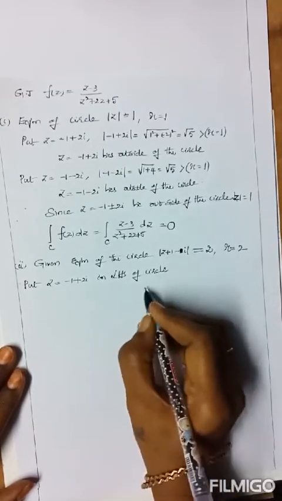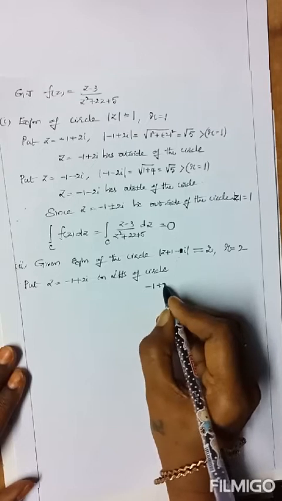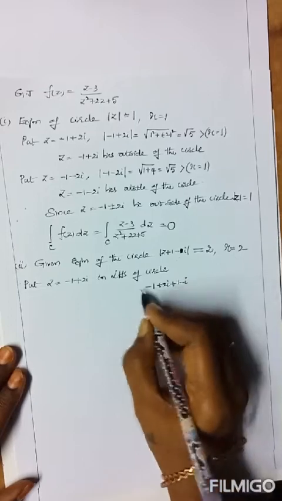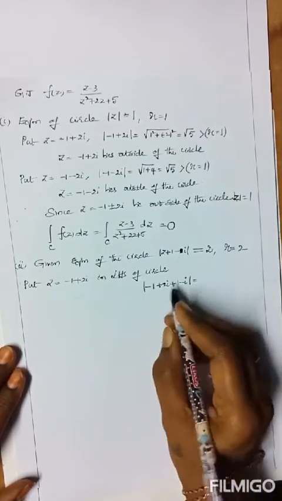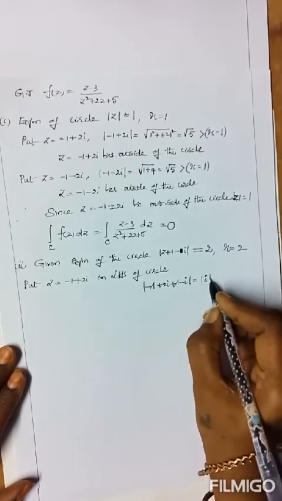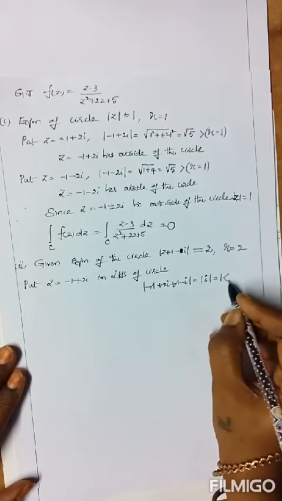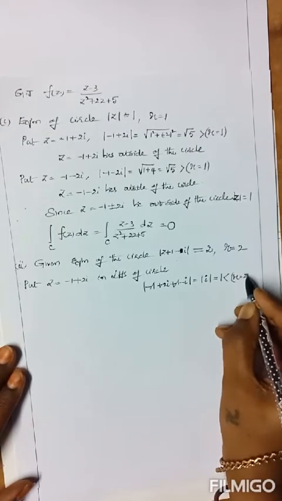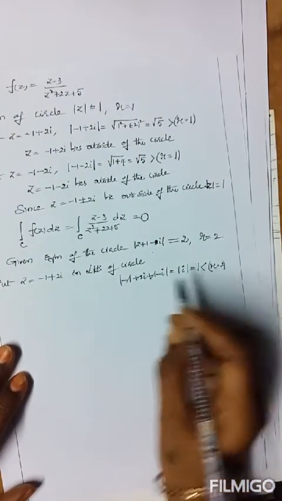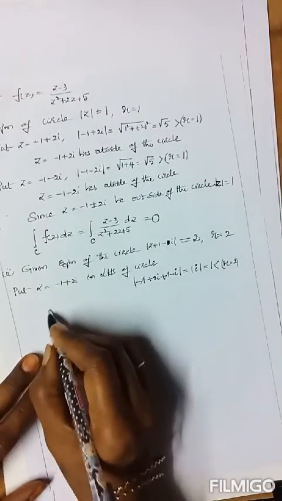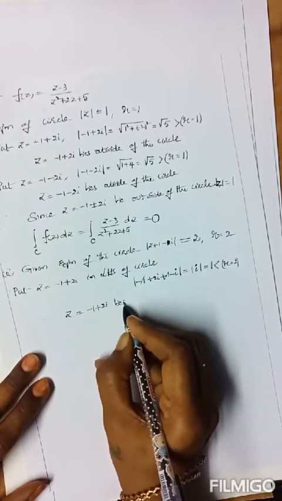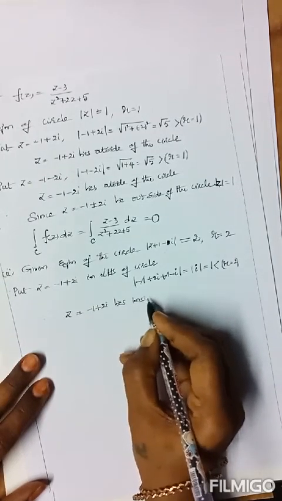Now in the place of z, minus 1 plus 2i, remaining plus 1 minus i. The modulus equals, plus 1 minus 1 get cancelled. Here 2i minus i is the modulus of i. The modulus of i is 1, which is less than the radius. Now the value is less than the radius, so the corresponding point lies inside of the circle. Therefore, z equals minus 1 plus 2i lies inside of the circle.